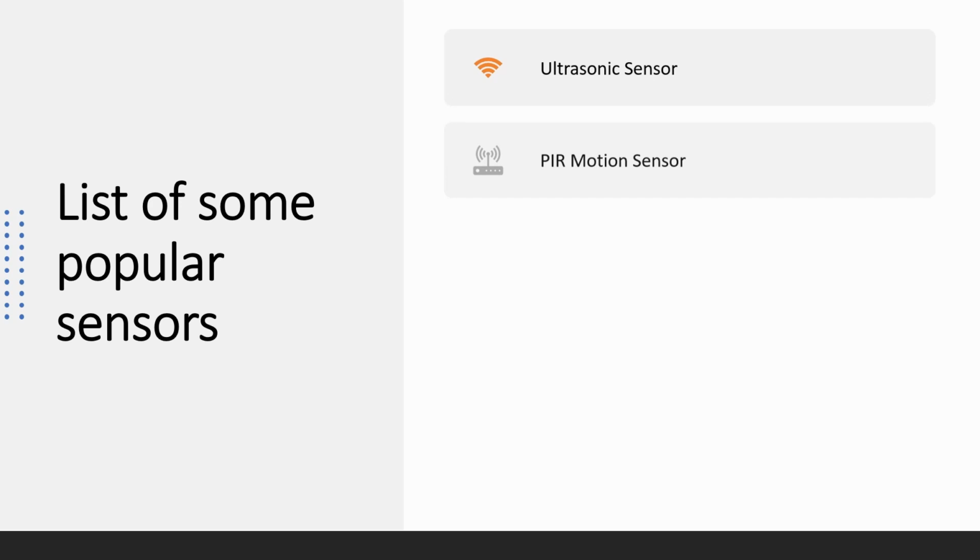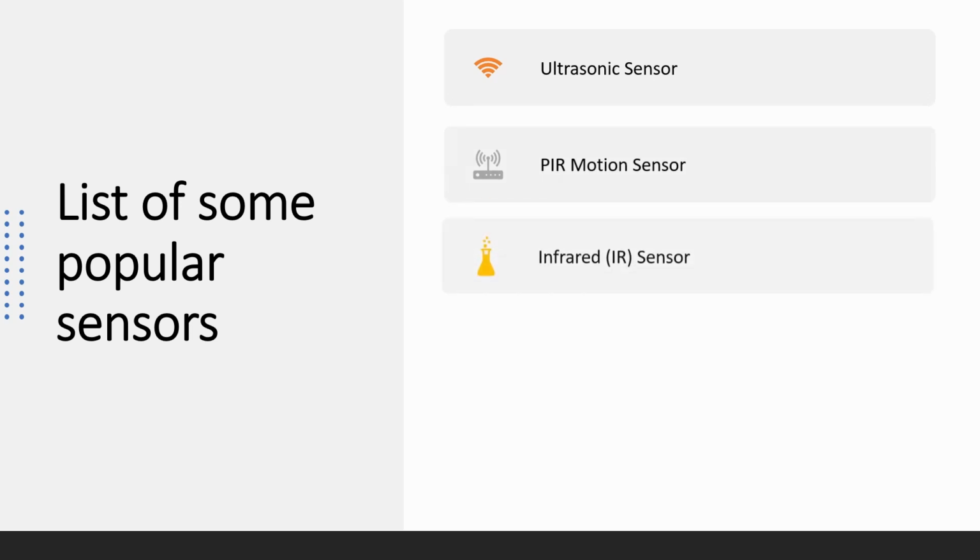PIR motion sensor. A passive infrared sensor is an electrical sensor that measures the infrared light radiation from objects in its field of view. They are most often used for PIR-based motion detectors. They work entirely by detecting infrared radiation emitted or reflected by an object.